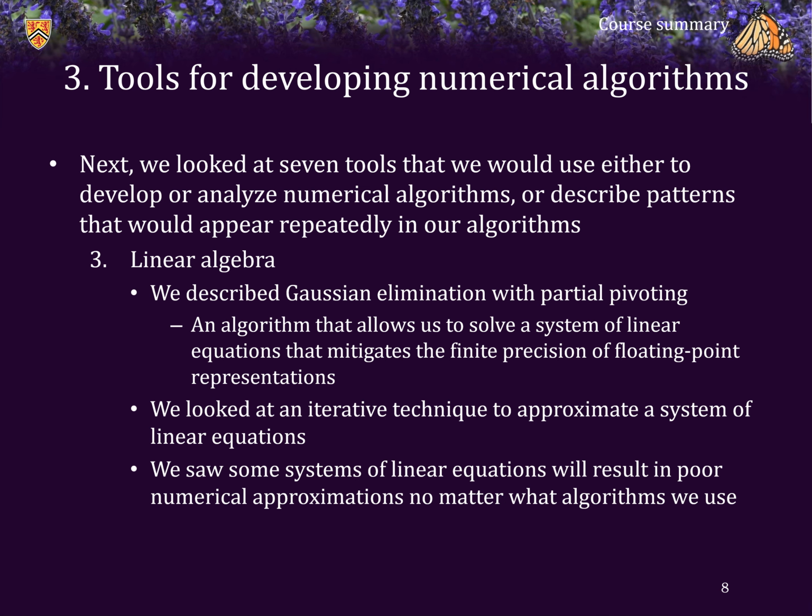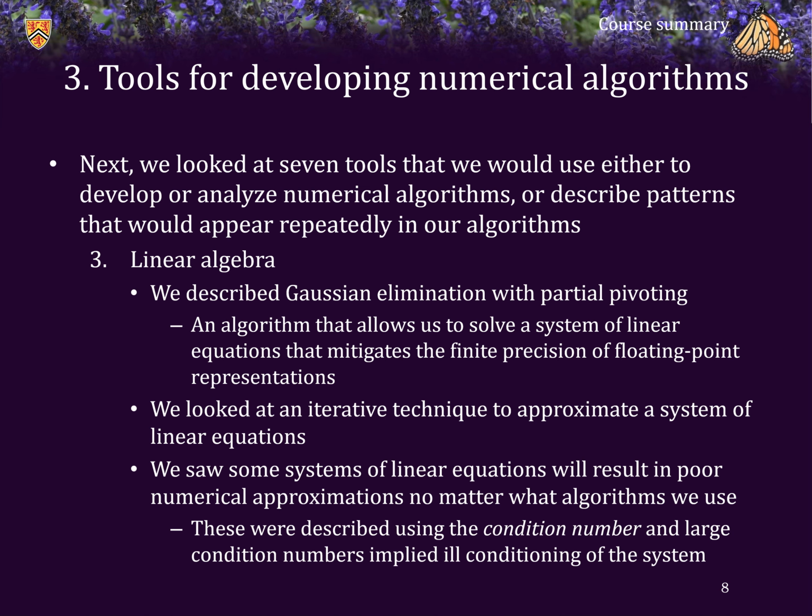We also saw that some systems of linear equations will result in poor numerical approximations no matter what algorithms we use, simply because the errors in the values or vectors we find are always going to be magnified. So we found that we could describe the ill conditioning based on a value known as the condition number, a value that can be found in programming languages such as MATLAB. And if the condition number is very large, this indicates that there's very little we can do. We are going to get poor answers when we are solving systems of linear equations, and consequently our goal will be to use systems of linear equations that have small condition numbers.